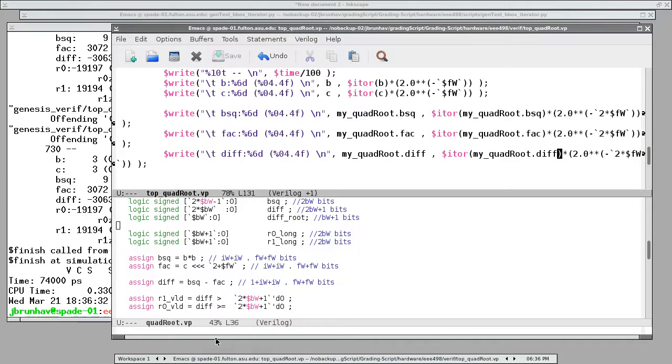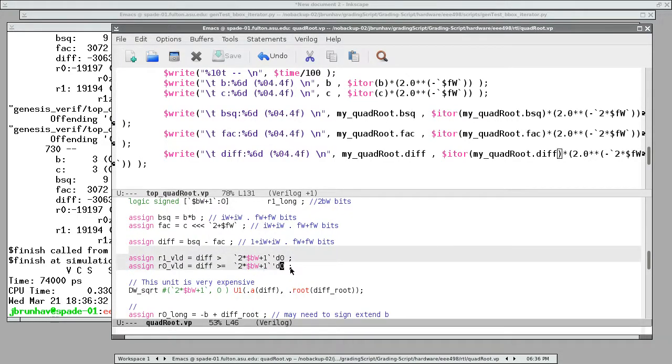So it is these. These are what are getting us in trouble. And we are comparing to 0. And it is inferring that the zeros are unsigned, so it is converting diff to unsigned, and that is what is killing us. Great.